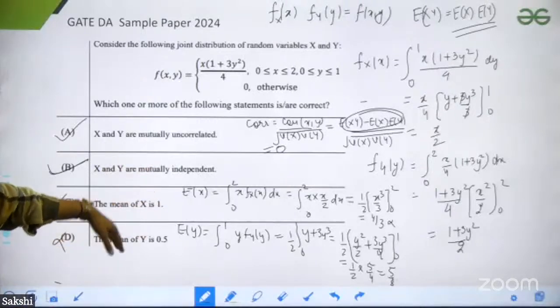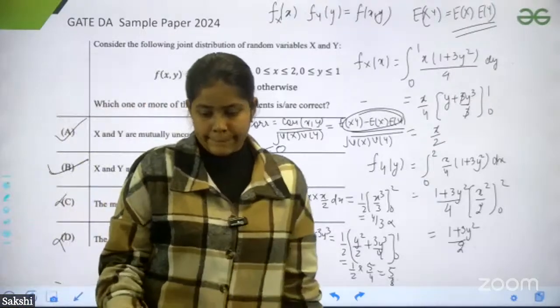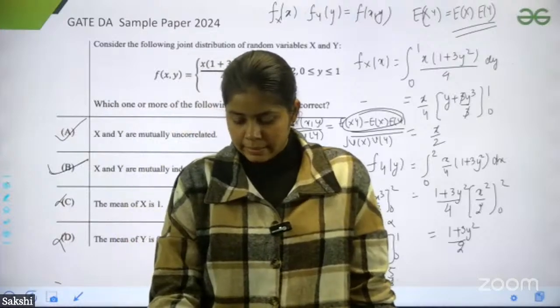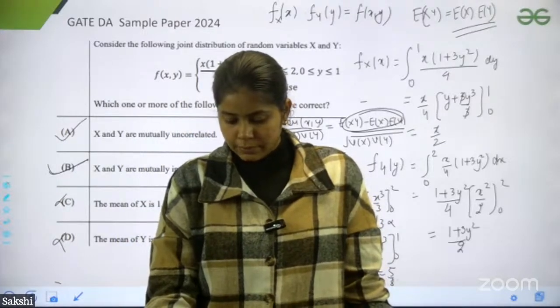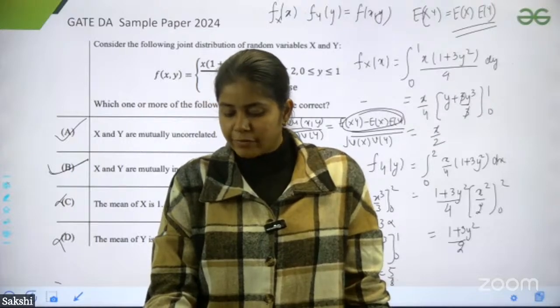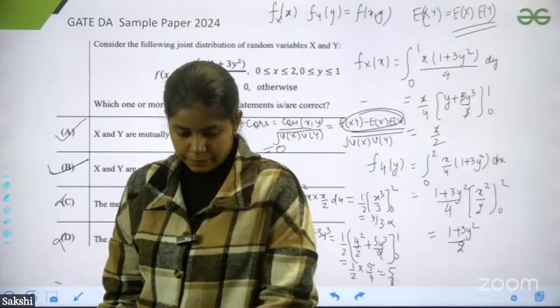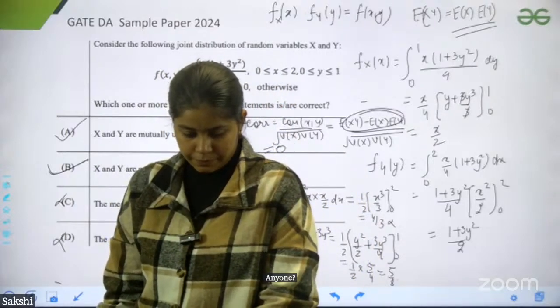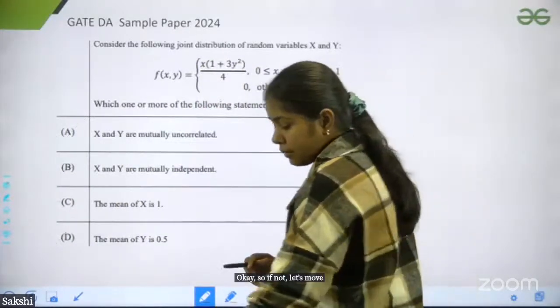Just check the calculations for C and D once, guys, and you can let me know if there is any confusion. Anyone, guys? Tell me if there is any confusion. Anyone? Okay, so if not, let's move to the next question.